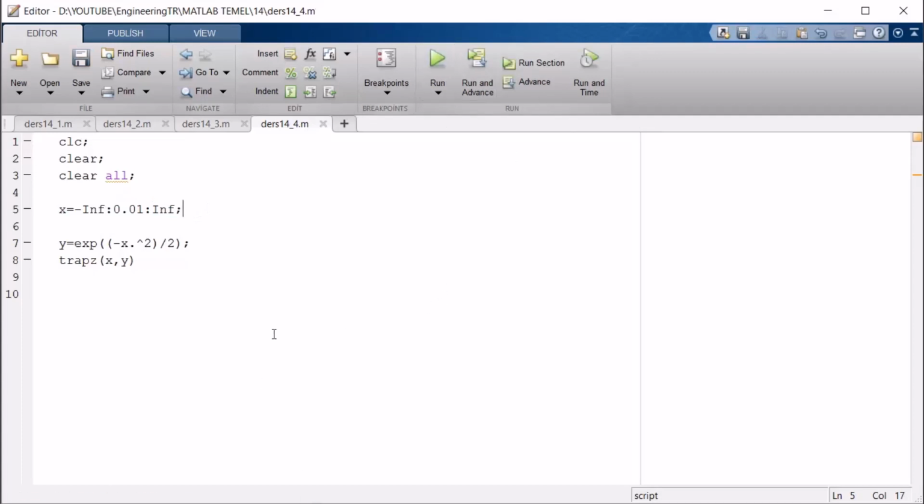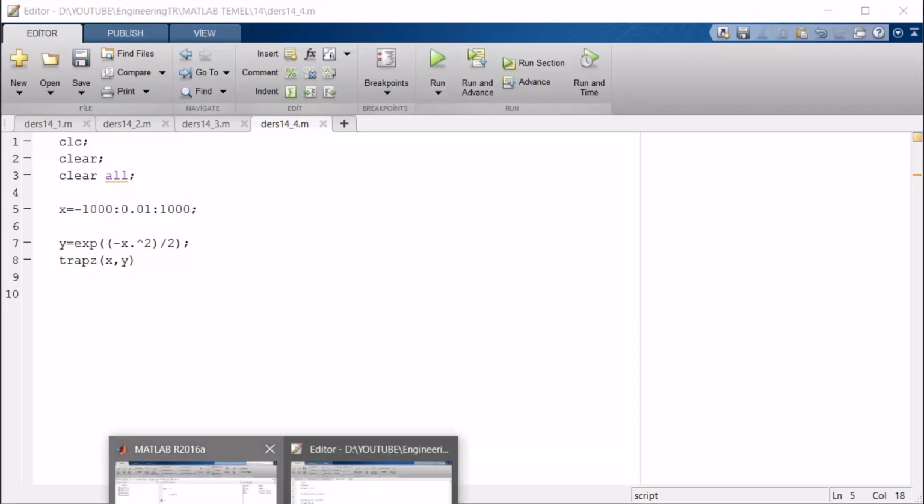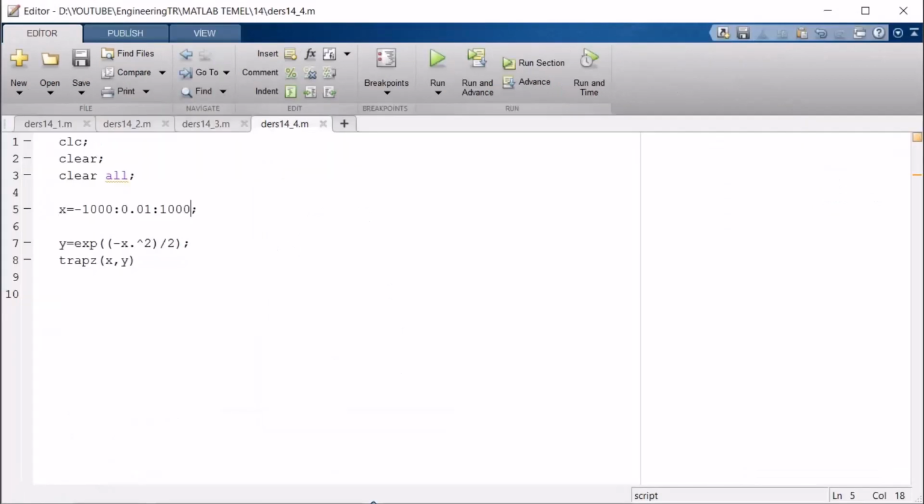Let's see if it assigned a numerical value by itself. As you can see, I got an error. Since I got an error, we can use 1000 instead of infinity here. It already gave the answer at 10. Let's say from minus 1000 to 1000. Yes, this is more guaranteed. As you can see, we reached the answer root 2 multiplied by pi, 2.5066, again.